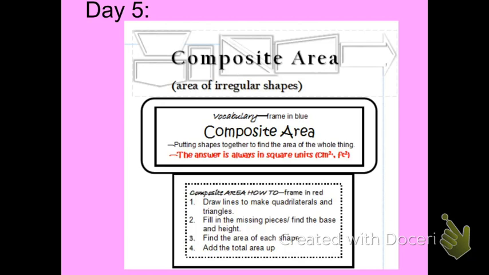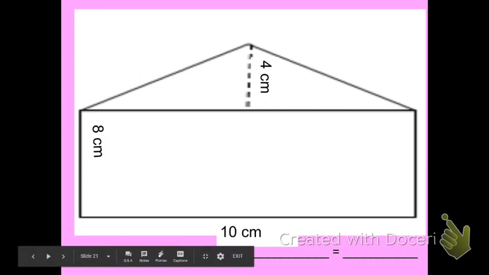Okay, so here is the composite area how-to. The first one is draw lines to make quadrilaterals and triangles. So you need to have a four-sided figure or a three-sided figure. You're going to draw lines to make them into the correct shapes, just like what you did yesterday when you were working with those dry erase markers. Then you're going to fill in missing numbers, because sometimes the base and the height aren't given to you and you have to fill them in. You'll find the area of each shape and add the total up. So that's our how-to. Let's do these three examples that you have in your notes.